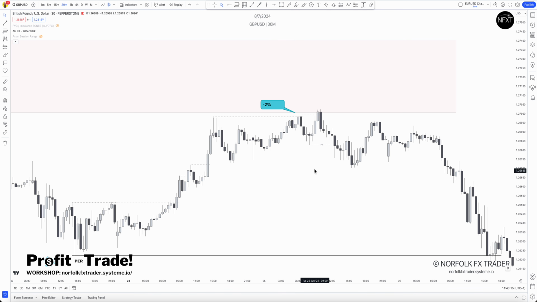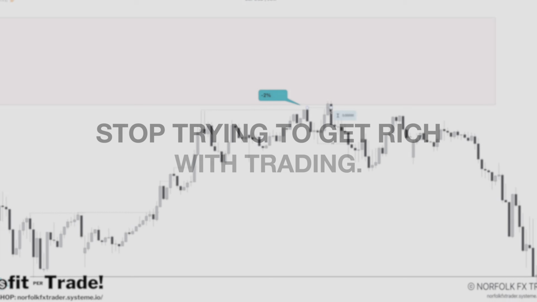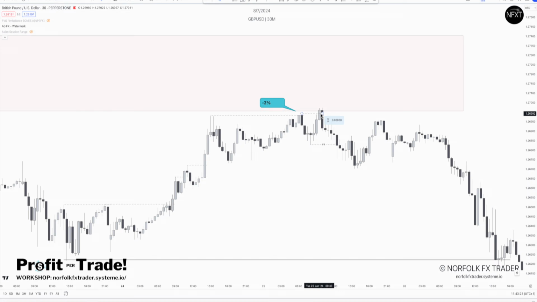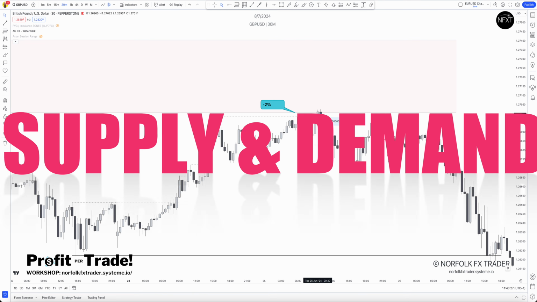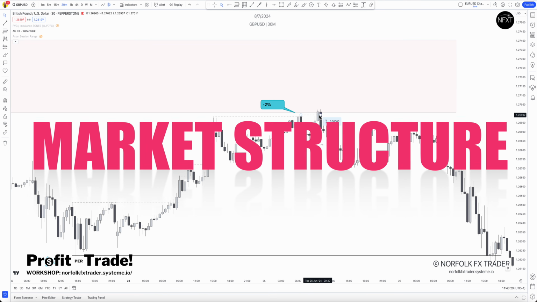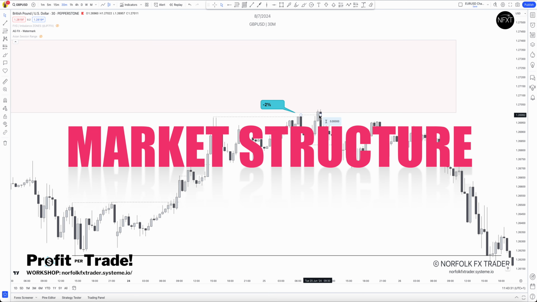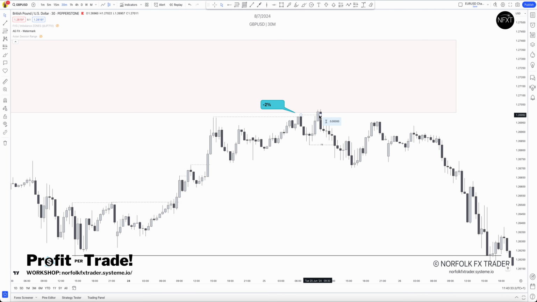There's your difference. When you look at that as a setup and you look at this as a setup, you need to be patient. Stop trying to get rich with trading. Get better, become patient, use fractal structure, use supply and demand, use market structure, everything I teach on this channel. And again, if you want to take it further, there is that Profit Trade workshop all about supply and demand. And then there's a trading coaching experience if you want to take it even further than that.